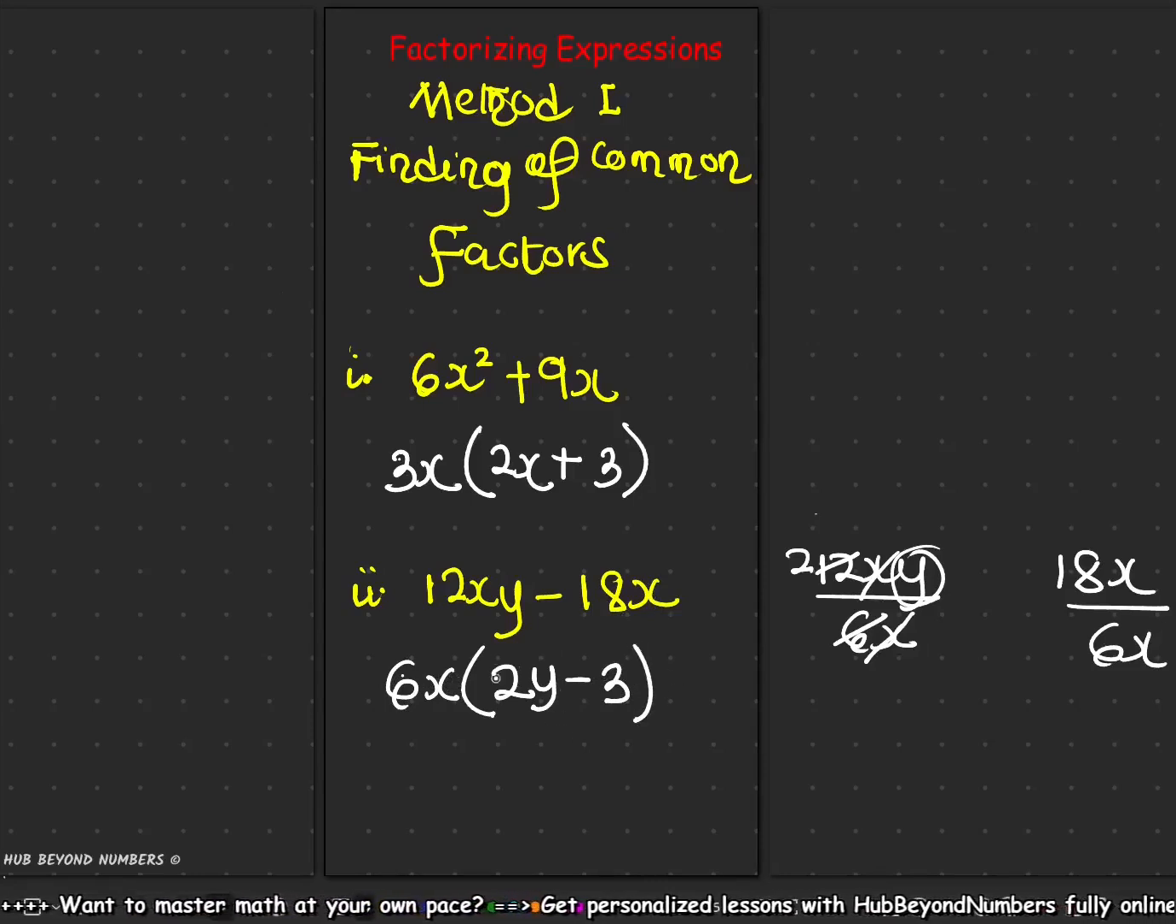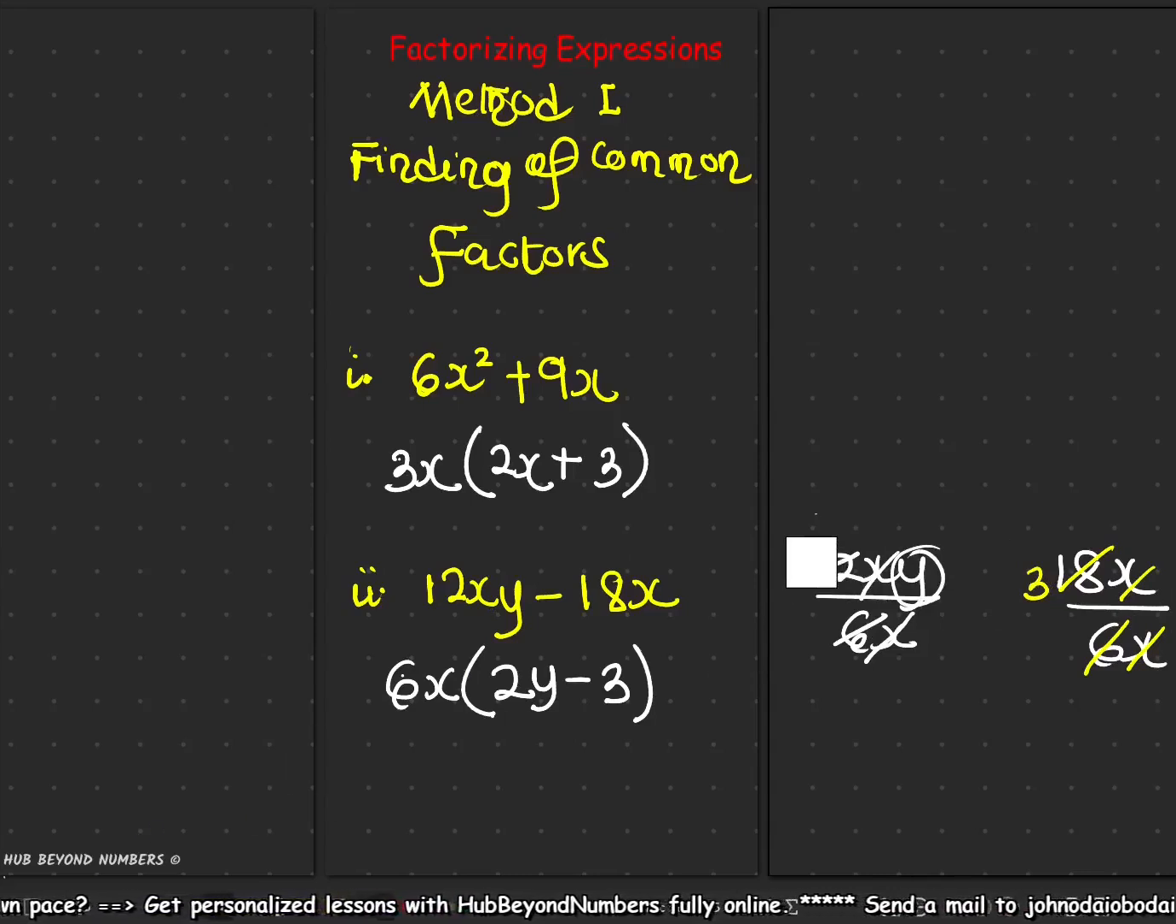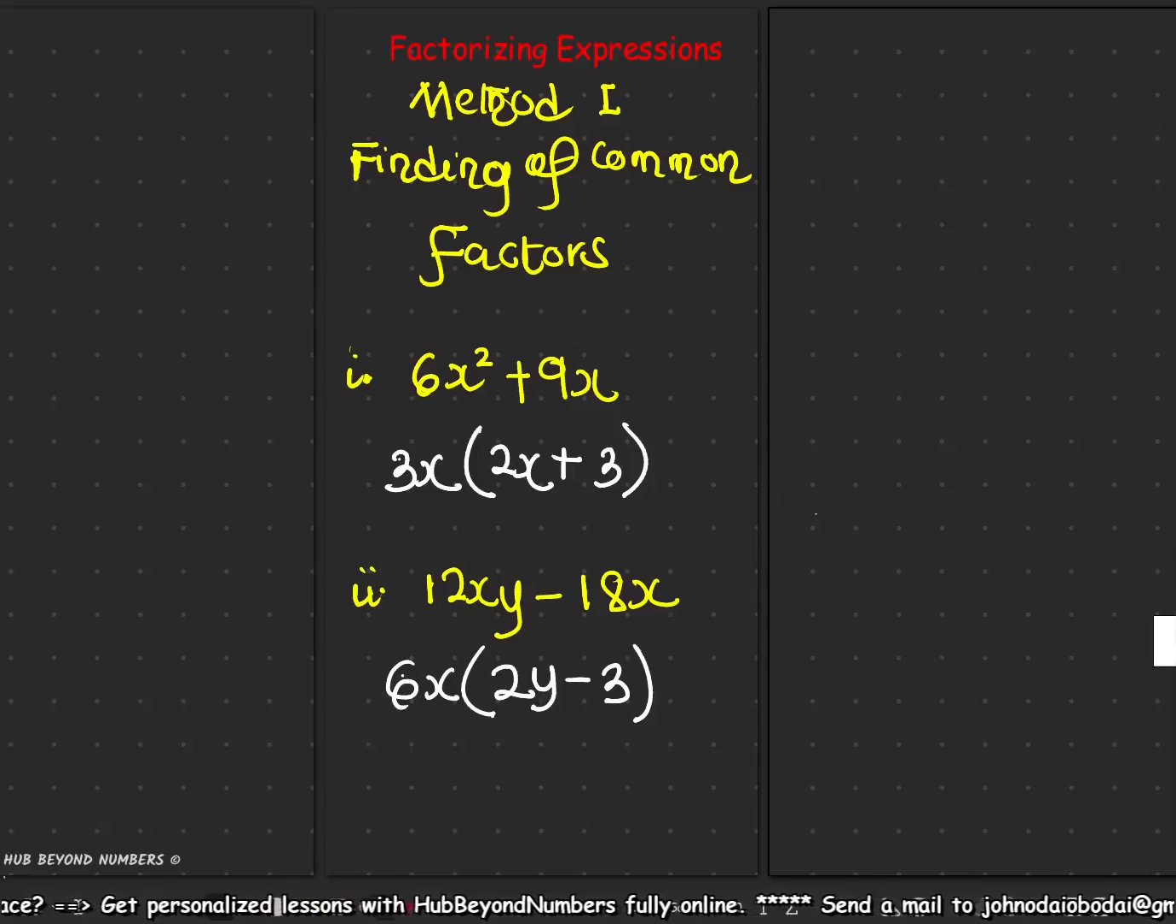If you can't do it this way, then just come here and do your division. 6 divides 18 thrice, and x also divides x once. 3 times 1 gives you what? 3. Anyway, it's fine. If you can directly give out your answers without dividing, that is fine. If you want to divide also, that is fine. So let's look at a few more examples.